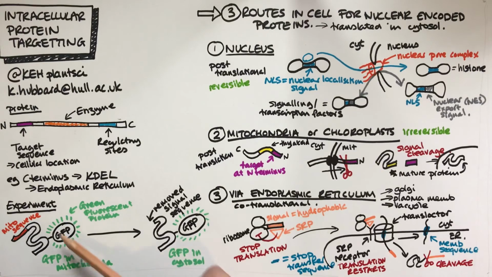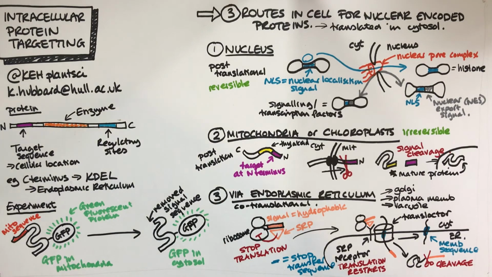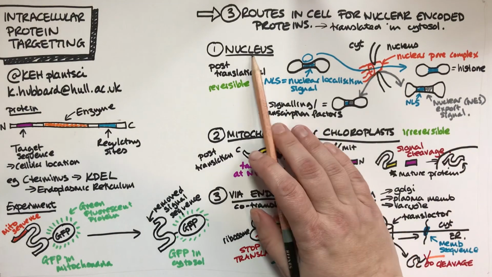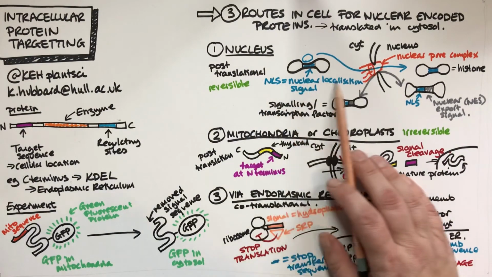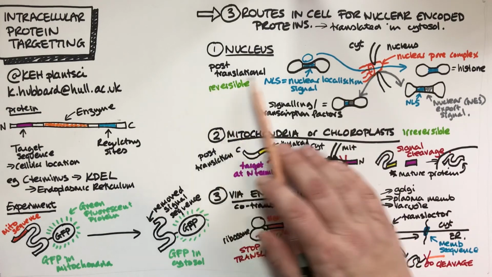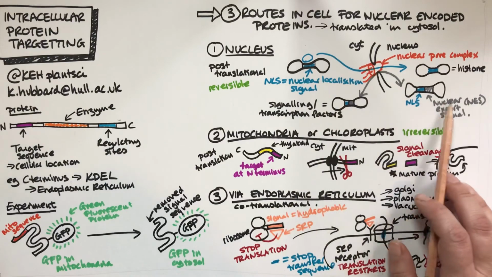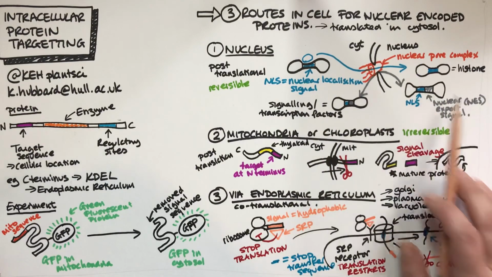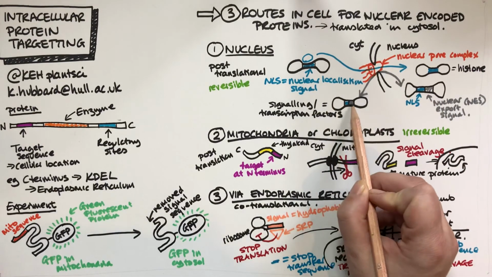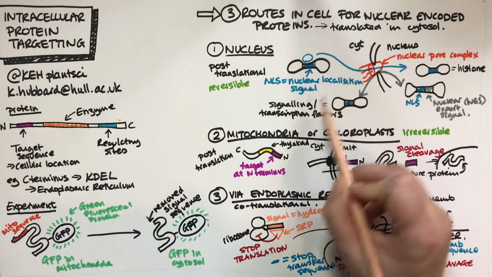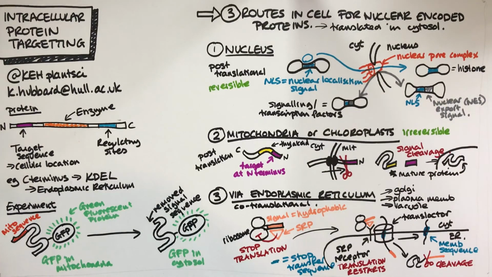We know that that works because we can do this experiment with the GFP, so we can swap these sequences about, so we can get rid of sequences or we can swap them to other proteins, and that demonstrates that the sequences work. We've then got three major routes. So our first route is via the nucleus. So we have a nuclear localization signal. This is post-translational, nothing to do with the ribosome, and this can be reversible if you've got both an import and an export signal. So things like transcription factors or signaling proteins can go between one compartment and another.